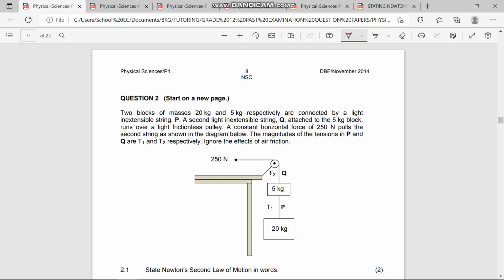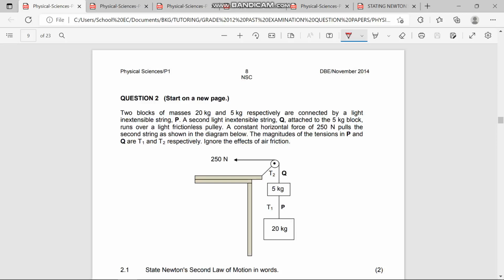As you can see here, in each and every paper, even the paper that you are going to write, I don't know which Newton's law is going to come out, but I'm sure there will be a Newton's law that is going to come out on question 2. And the very first question is going to say state Newton's law. Newton's second law, Newton's first law, Newton's third law. I'm 100% sure.